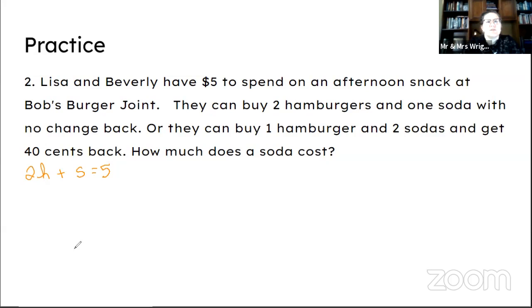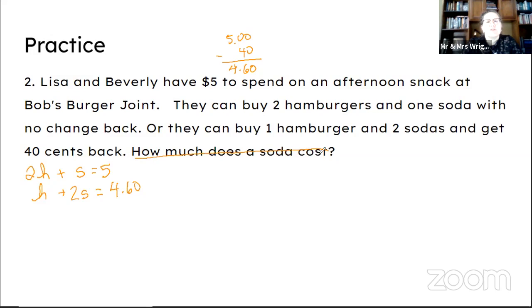Okay. So we've already used up the first 2 sentences. Let's look at this last sentence. Or they can buy 1 hamburger and 2 sodas. So we have that as just H plus 2S. And they get 40 cents back. Well, I kind of need to jump back to this first sentence to figure out what this is going to be. Because if they get 40 cents back and they have $5, $5 minus 40 cents is going to be $4.60. Make sure you use your calculator. $4.60. So now we have 2 complete equations.